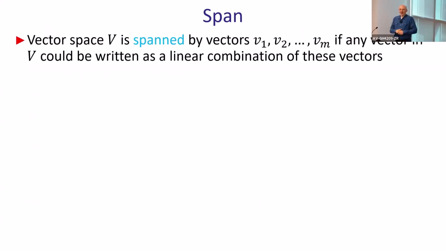All right, another term, span. It's all connected to the same linear combinations and so on. So a vector space is spanned by vectors v1 through vm.